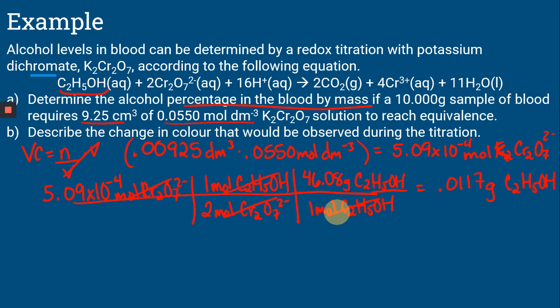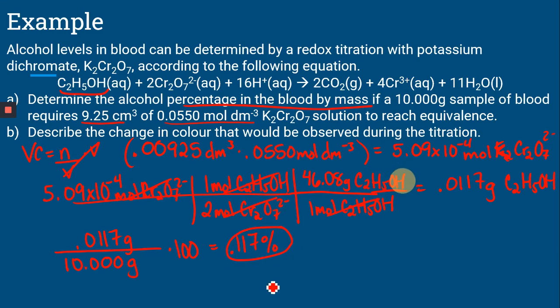So to find the percent in the blood by mass, we would do the part, which is the alcohol part we wanted, divided by the whole mass of the blood sample, times 100. And we have an alcohol percent of 0.117%. All right, and then the second part of the question says describe that color change that would occur. So hopefully you remember that dichromate is an orange color and the chromate 3 ion is a dark green. So we would see orange going to green as our color change.